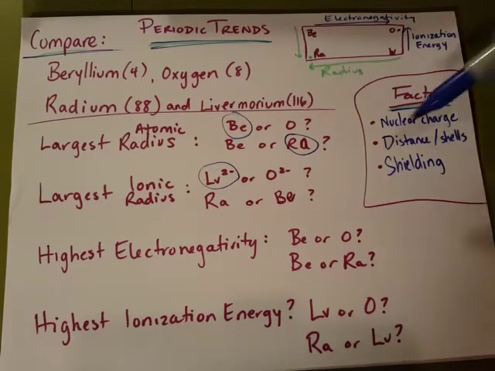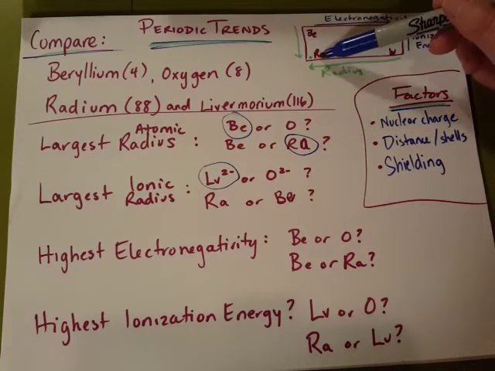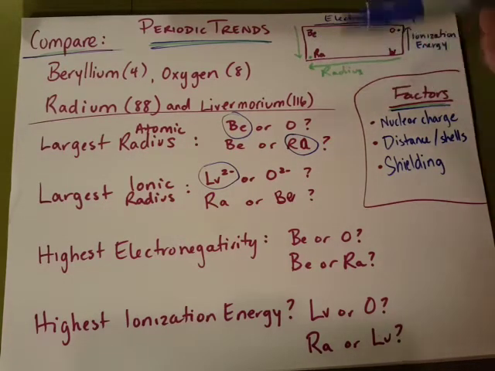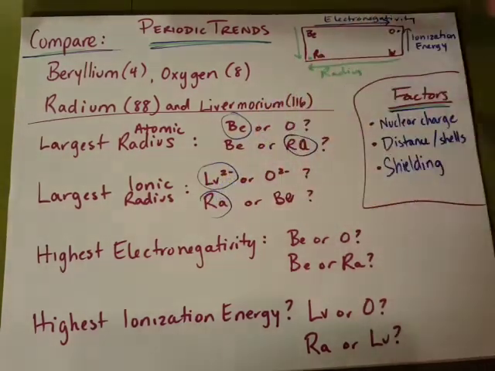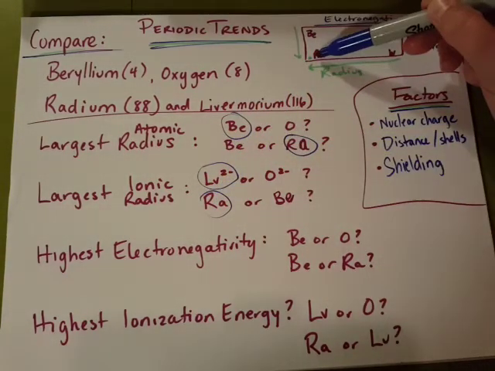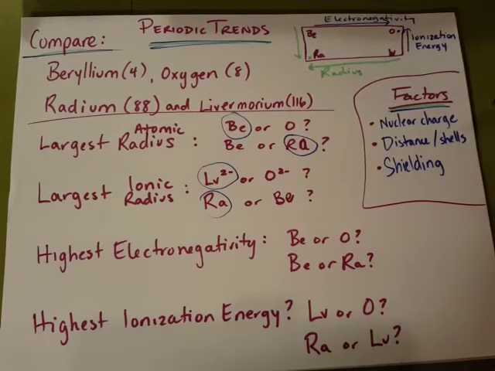In terms of the largest ionic radius between radium and beryllium, it would also be radium. So following the cations, it also increases going down.